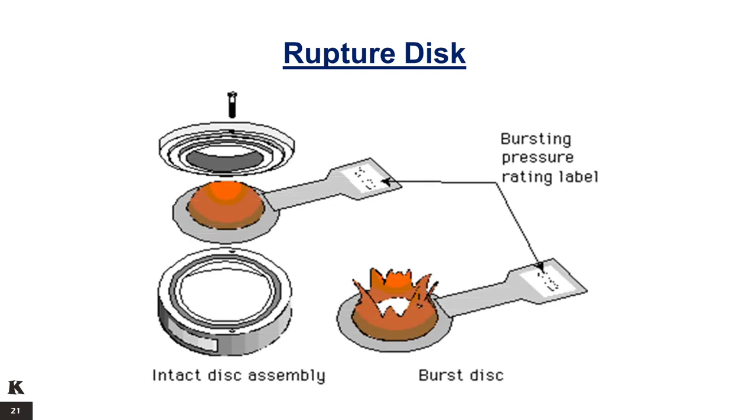On old separators, a rupture disc is installed instead of one of the relief valves. The rupture disc has a set pressure to open when pressure exceeds 110% of the separator's working pressure. The problem with the rupture disc is that it will not close when pressure in the vessel goes below working pressure.